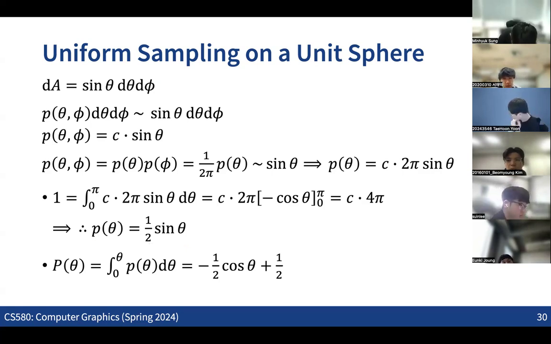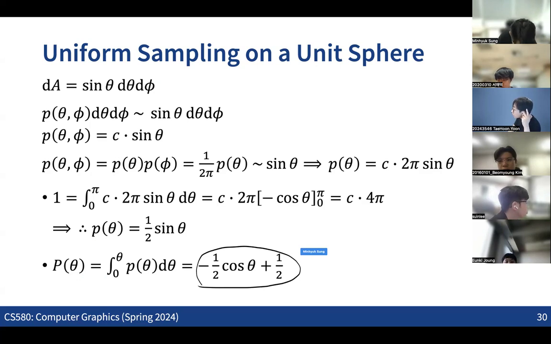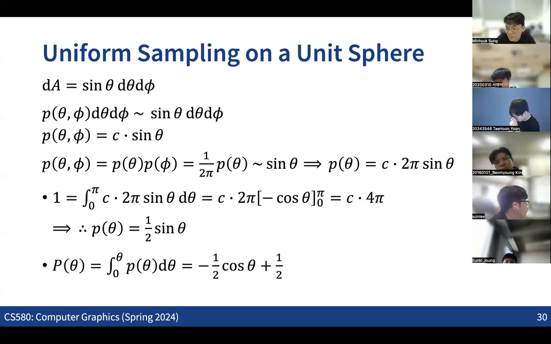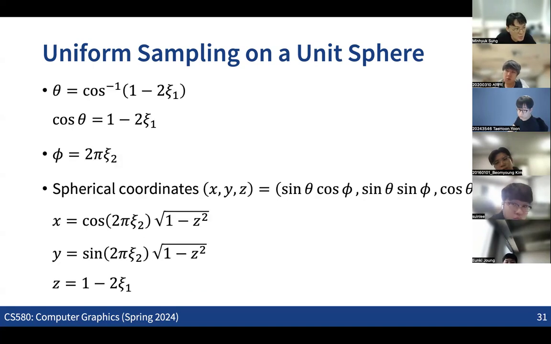Then if we take the integral to compute the CDF of theta, we get this form of the CDF. If this is not the same as your calculation, maybe you can check this after the lecture. I will also post all these slides on our course web page. These are the calculations for how we do uniform sampling on the unit sphere.